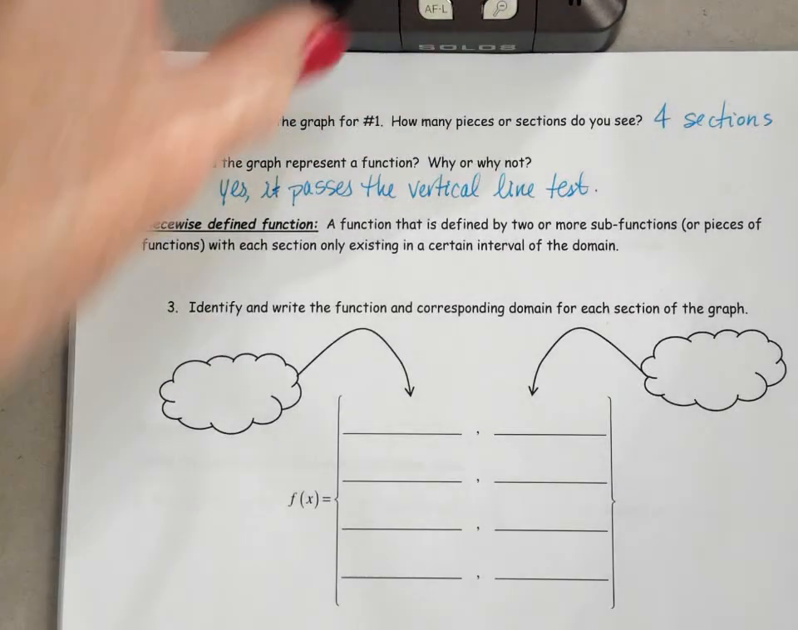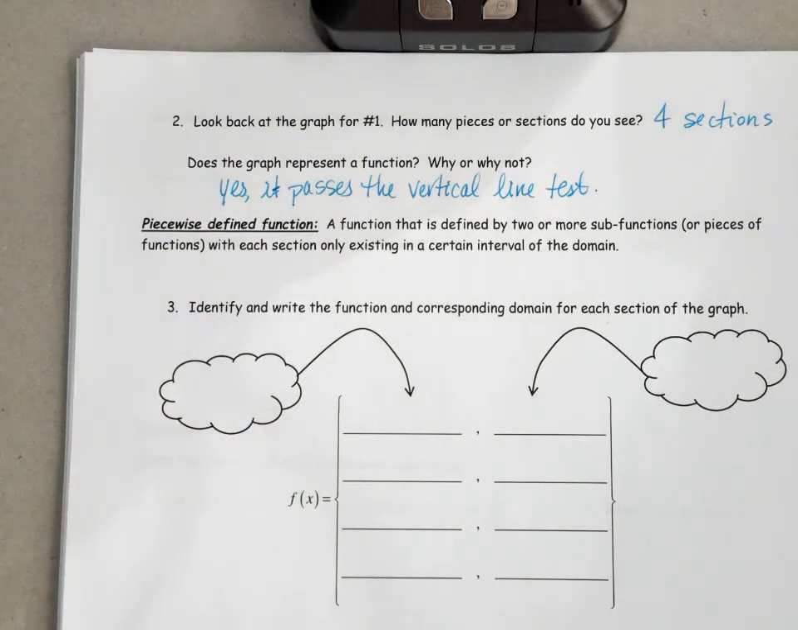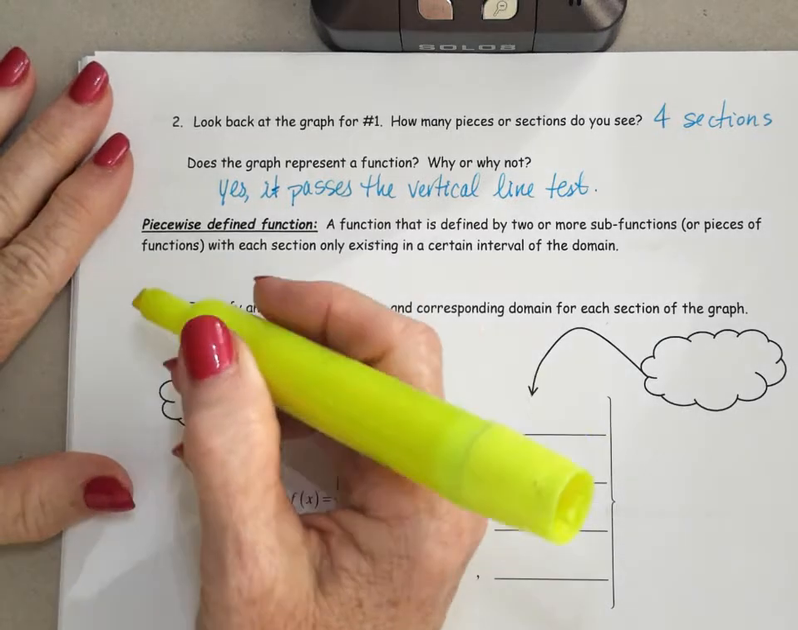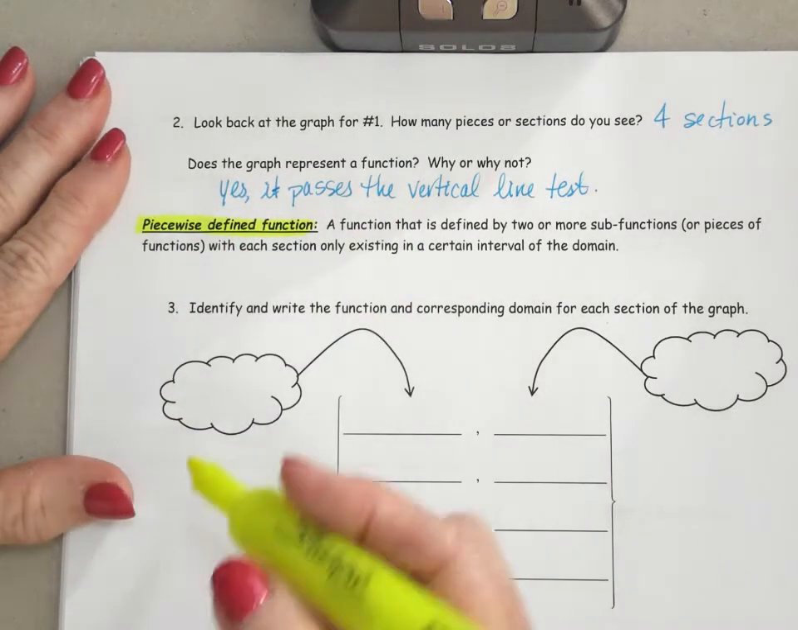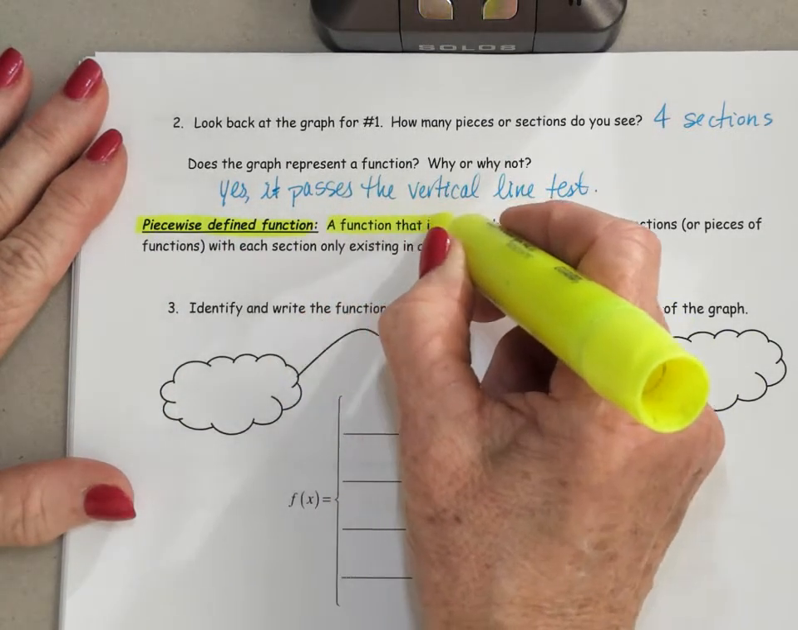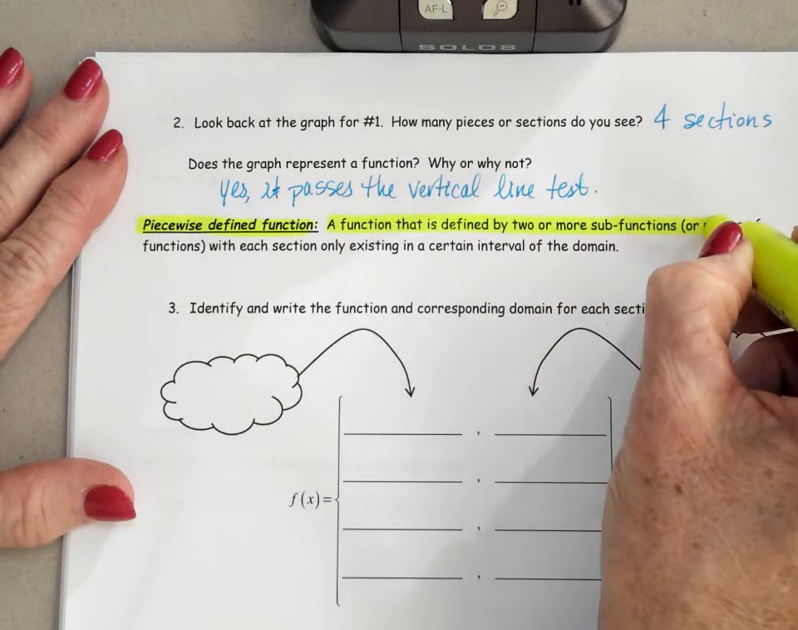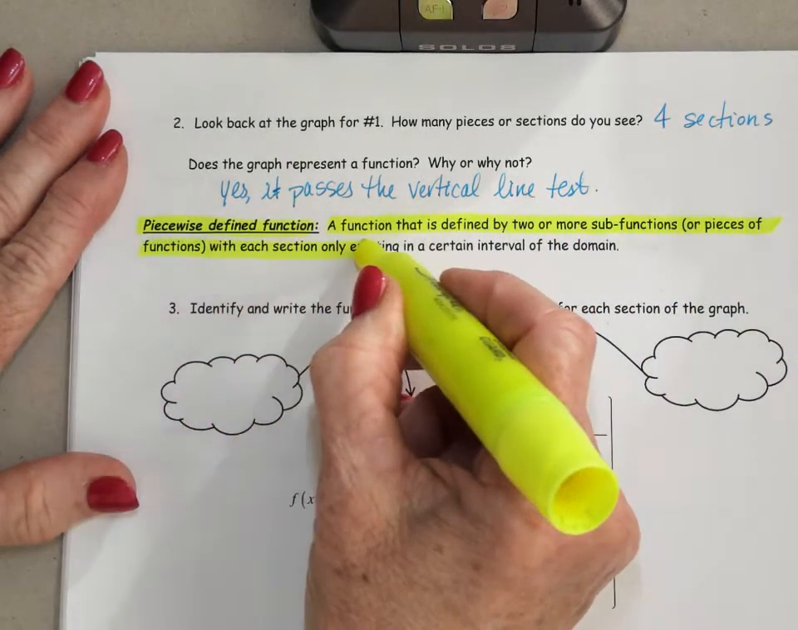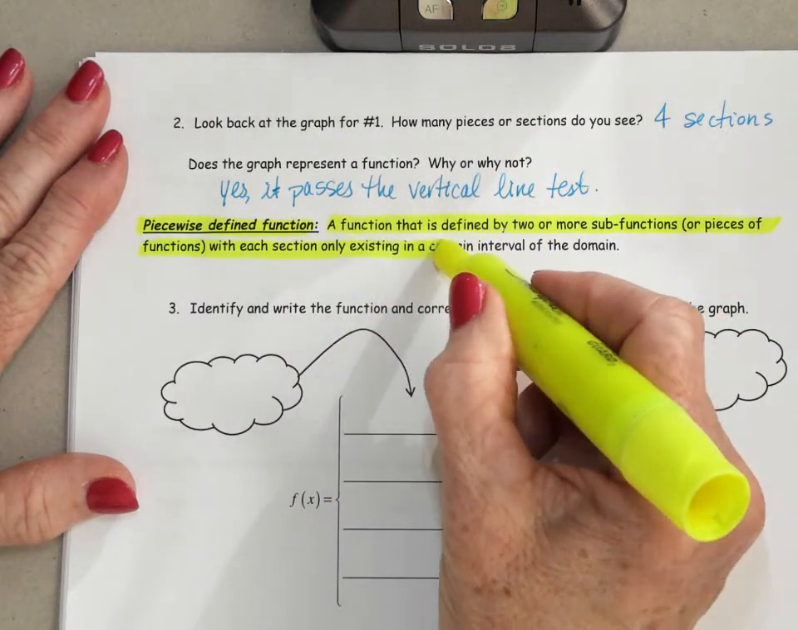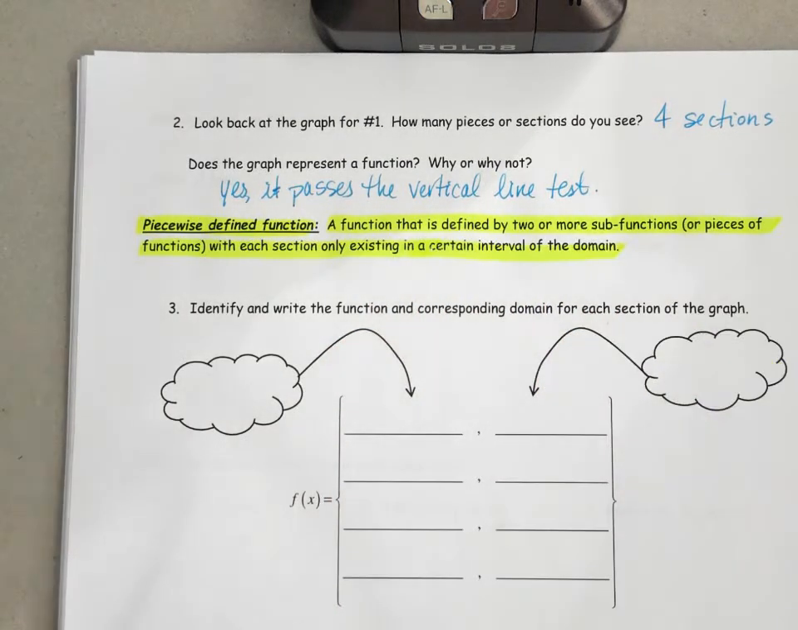Okay, when we have something that looks like this, we have all these sections, if you will. It's called a piecewise defined function. A piecewise defined function is a function that is defined by 2 or more sub-functions or pieces of functions, with each section existing only in a certain interval of the domain. So they don't overlap, if you will.